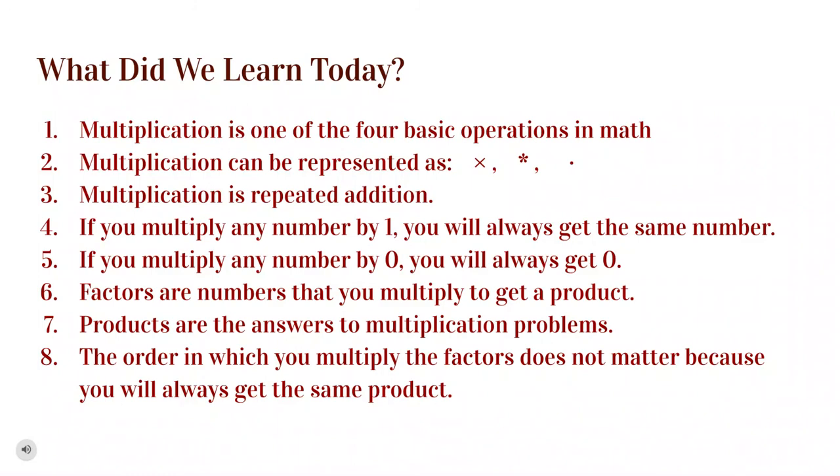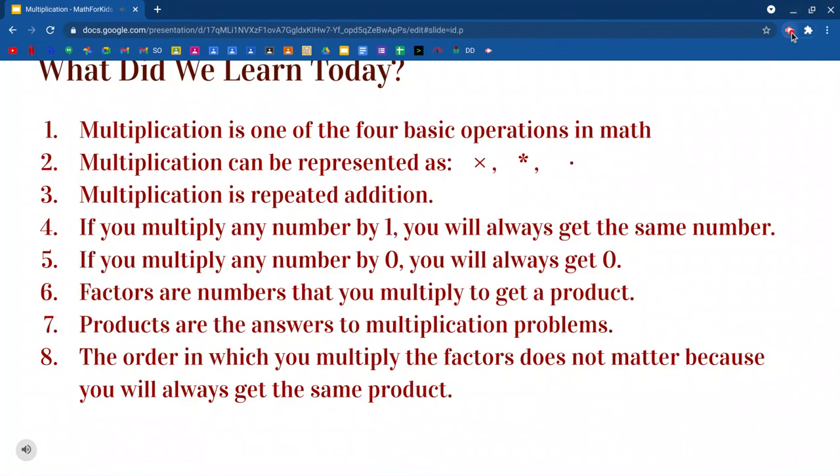Number 4, if you multiply any number by 1, you will always get the same number. And number 5, if you multiply any number by 0, you will always get 0. Number 6, factors are numbers that you multiply to get a product. Products are the answers to multiplication problems. Number 7, the order in which you multiply the factors does not matter because you will always get the exact same product.